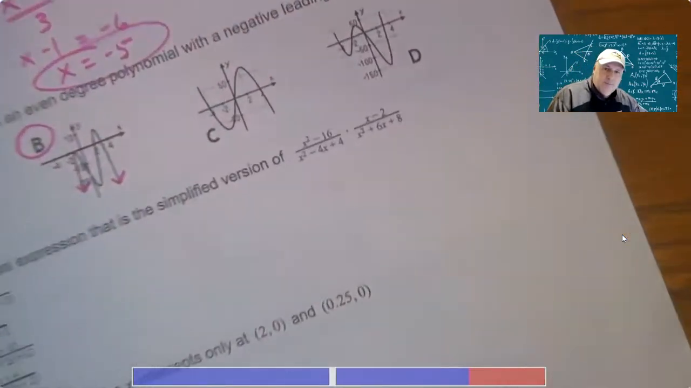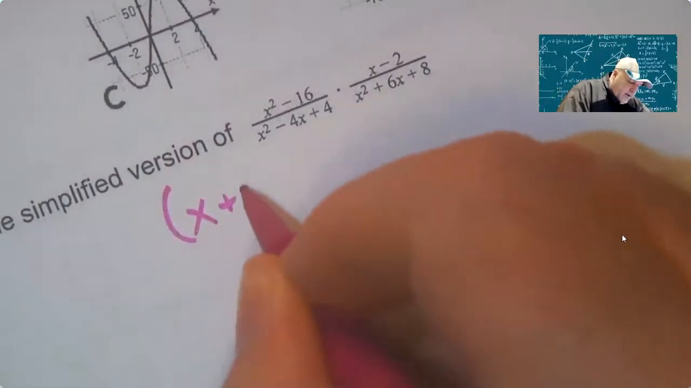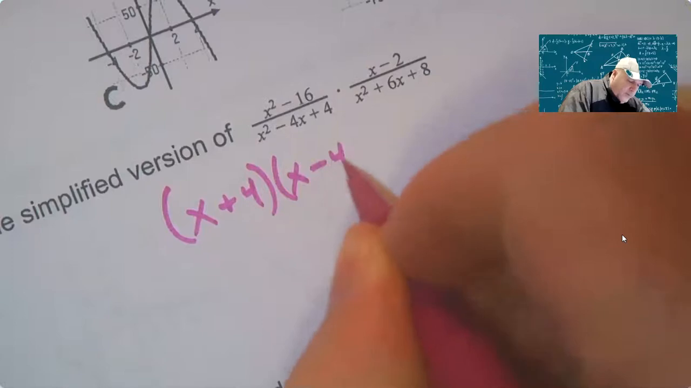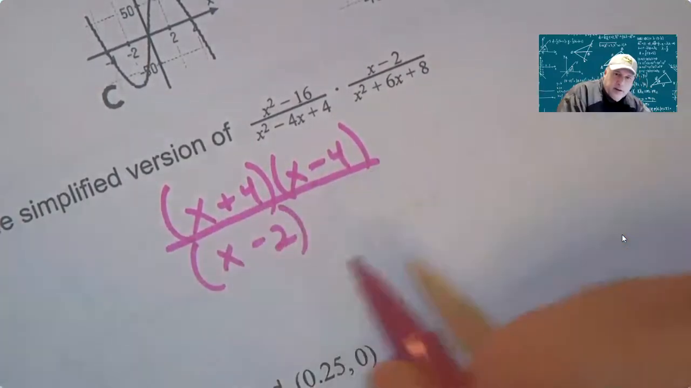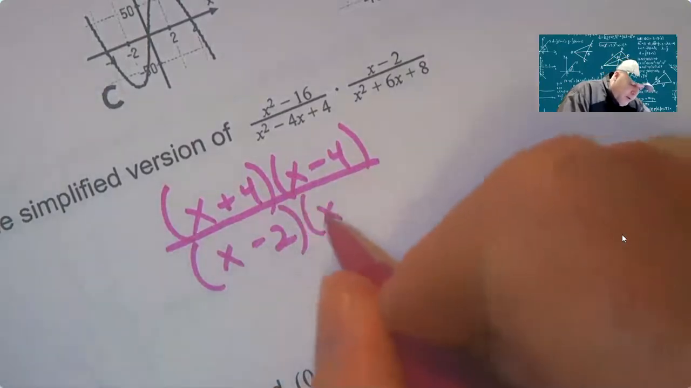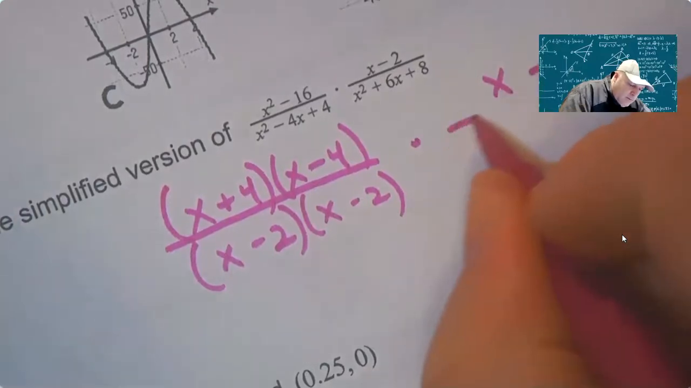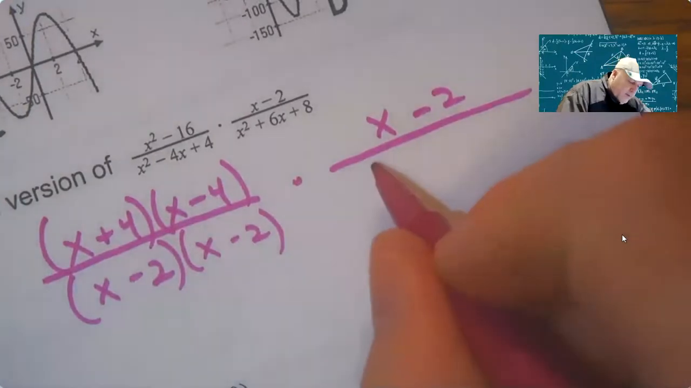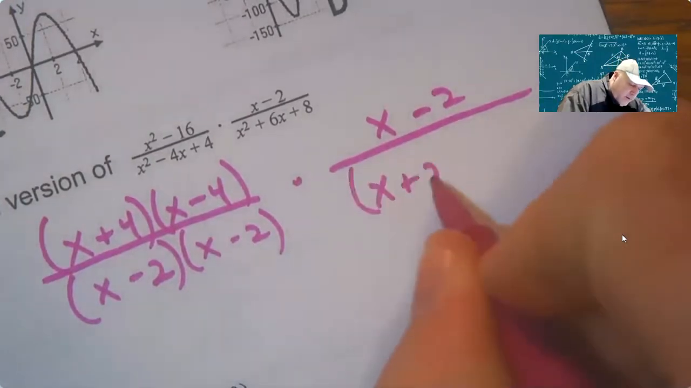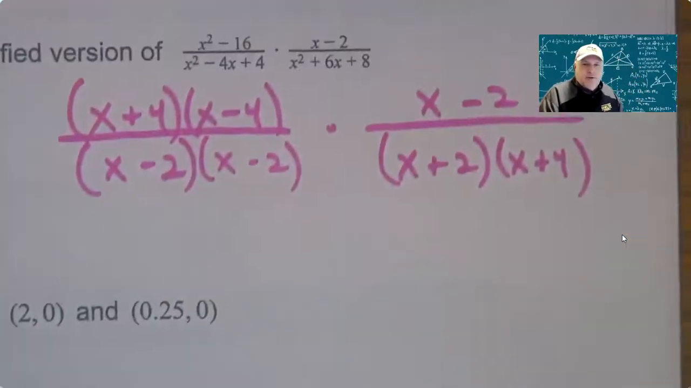Number 3, select the rational expression that is a simplified version of this. So you're going to have to go through and factor all of this and then cancel. So the factoring of x squared minus 16 is x plus 4 times x minus 4. The factoring of x squared minus 4x plus 4 is x minus 2 times x minus 2. And then the factoring of x squared plus 6x plus 8 is x plus 2 times x plus 4. So all that factoring has to be done first.